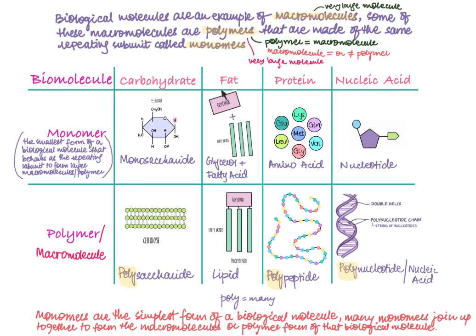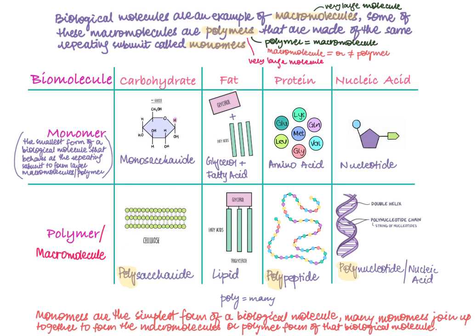Fats are an example of a macromolecule but don't really have a polymer structure, but they are still considered macromolecules, and they are made up of fatty acids and glycerols together. Fatty acids and glycerols form the monomers of fats. These fatty acids and glycerols end up forming lipids, which is the macromolecule for fat.